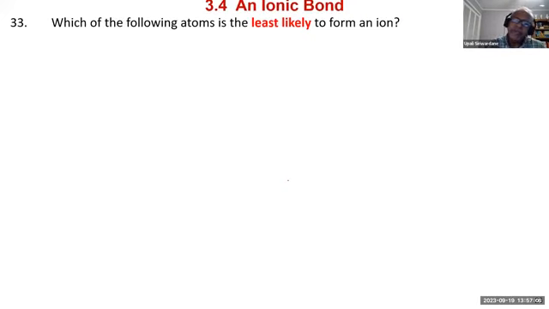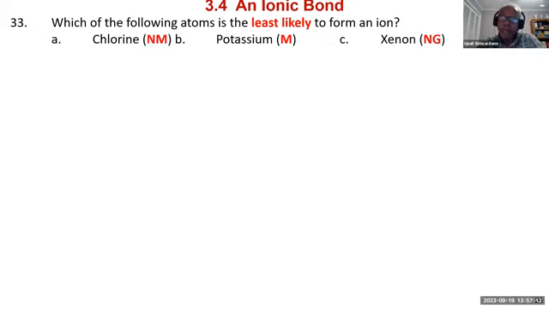Which of the following atoms is the least likely to form an anion? An ion is positively charged or negatively charged. Therefore, chlorine can gain an electron. Potassium can lose an electron. Iron can lose electrons. The least likely to form an ion is the noble gas.